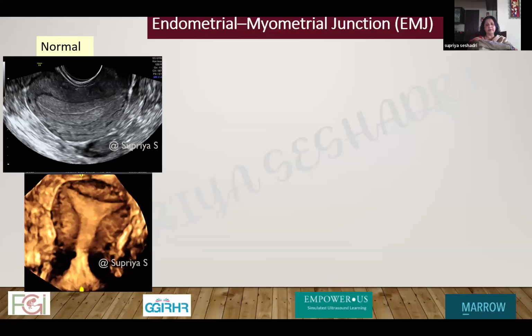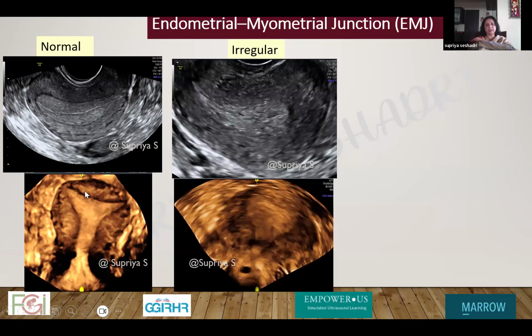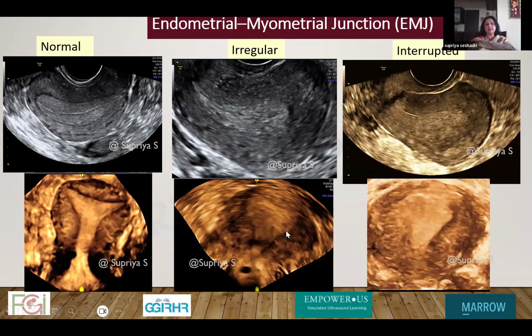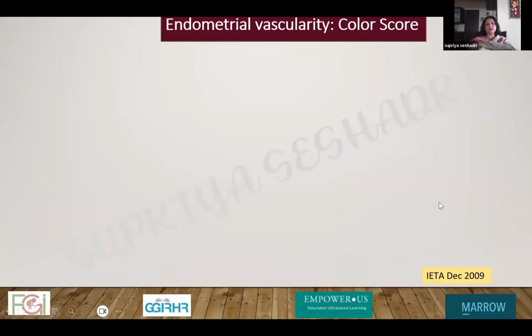Coming to the endomyometrial junction, this can be seen on 2D as well as a hypoechoic halo surrounding the endometrium. This should be noted in all planes. However, this is better brought out in 3D. Now, this is an irregular EMJ seen on 2D as well as 3D. And this is what is called an interrupted EMJ seen on 2D as well as 3D.